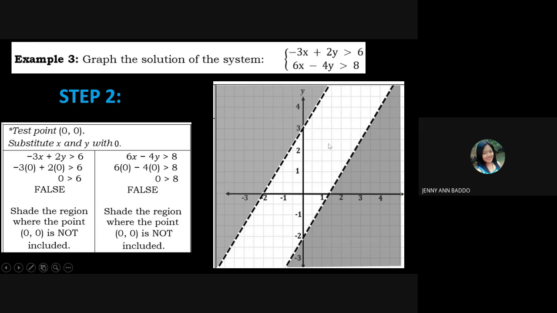So as you can see on the graph, we do not have here overlapping graphs, or we do not have here a double shaded region. That means there is no solution. That means the given system of linear inequalities has no solution. And that ends our discussion for the second lesson.